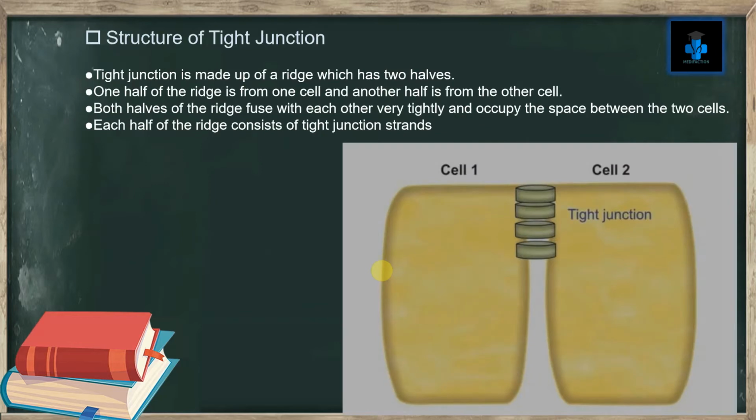Structure of tight junction. Tight junction is made up of a ridge which has two halves. One half of the ridge is from one cell and another half of the ridge is from another cell. Both halves of the ridge fuse with each other very tightly and occupy the space between the two cells. Each half of the ridge consists of tight junction strands.